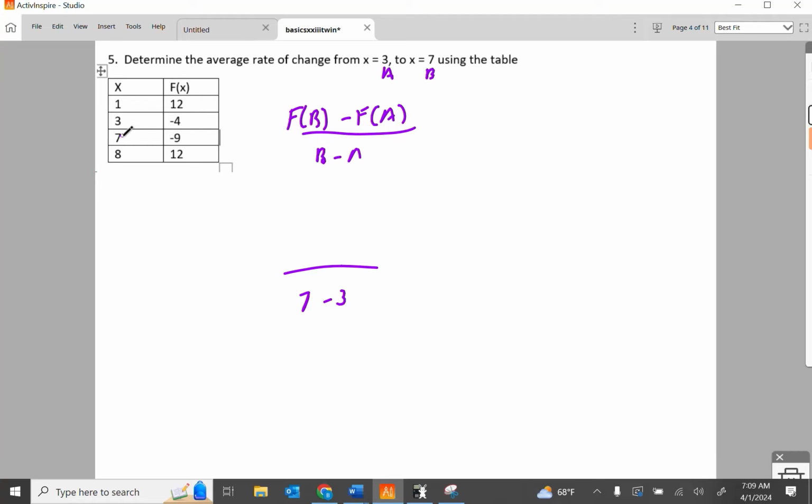a lineup process. When x is 7, f of 7 is negative 9. Minus because there's a minus. When x is 3, f of 3 is negative 4. And negative 9 take away negative 4 is going to be negative 5. And 7 minus 3 is 4. So there's my answer, negative 5/4.